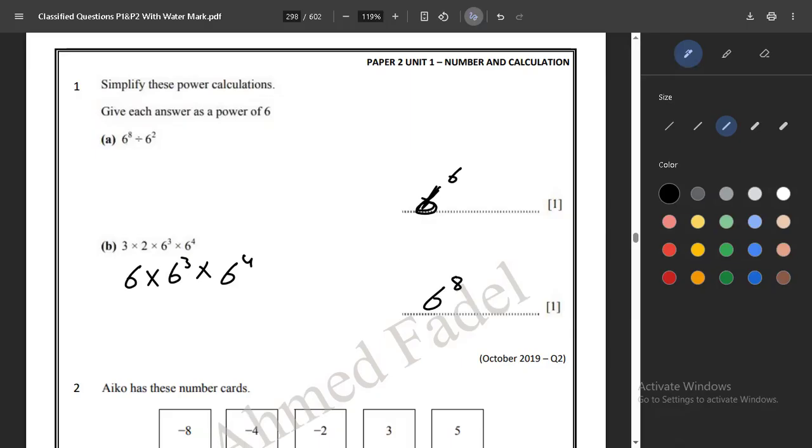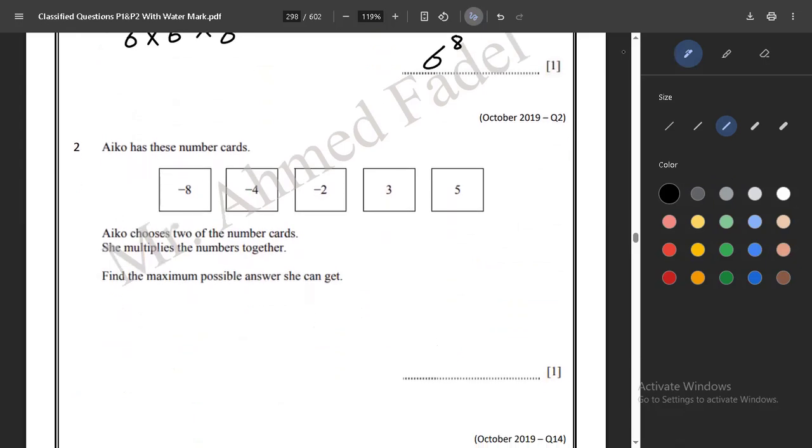All right, let's continue. The next question, I mean. Here it says to you, Eco has these number cards. He chooses two of the number cards, or she. She multiplies the numbers together, find the maximum possible answer she can get. It is not going to be, for example, don't think about the largest two positive numbers, like 5 times 3 is going to be 15. Yes, 5 times 3 is going to be 15, but this is not the largest product that she can get.